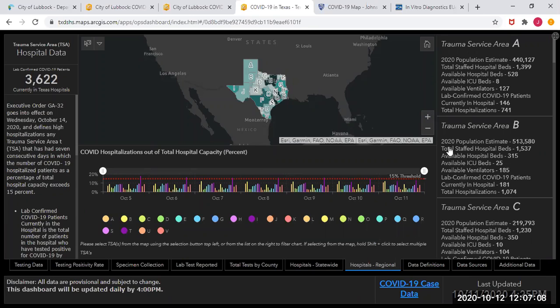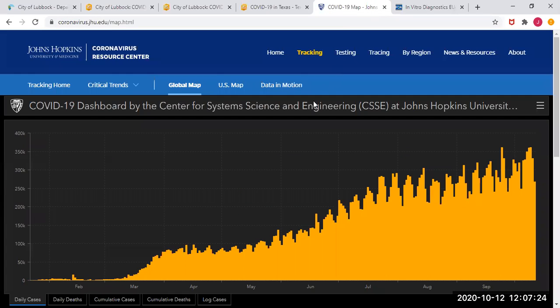It shows how many beds we have available, how many are currently hospitalized in our whole region. So that takes into account some of the smaller hospitals. So it's hard to get exact info for the smaller areas, but in general, this will give you all the information that you need. This one is the Johns Hopkins one. I'm sure everybody's probably looked at this one by now. There's a global map, a US map. I just went ahead and went straight to daily cases.